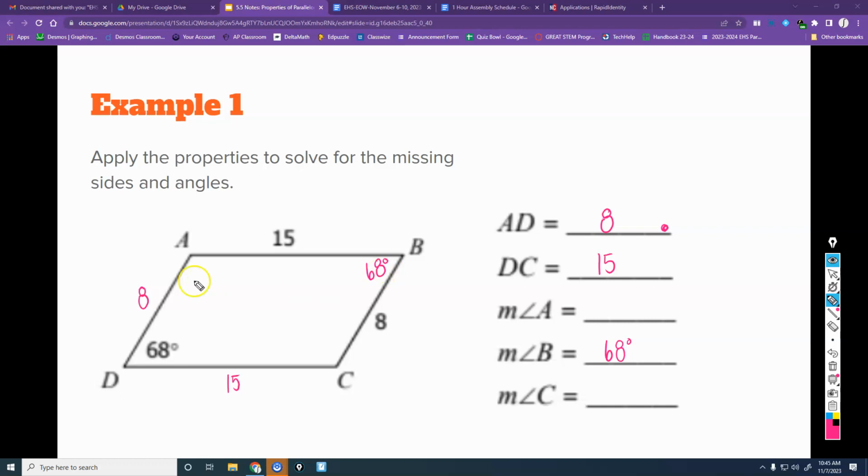No, C is not going to be 68. 112 sounds better. How did you get 112? 180 minus 68 is going to give you 112, right? Because these angles that are on the same side have to add up to 180. So C would be 112. If C is 112, A is also 112.